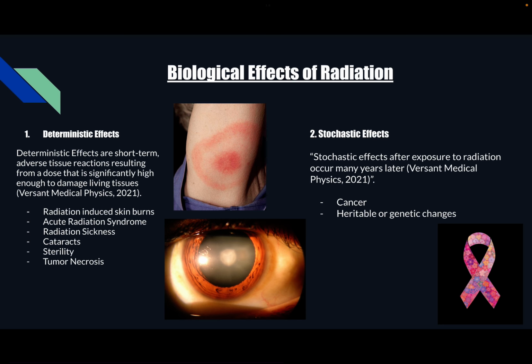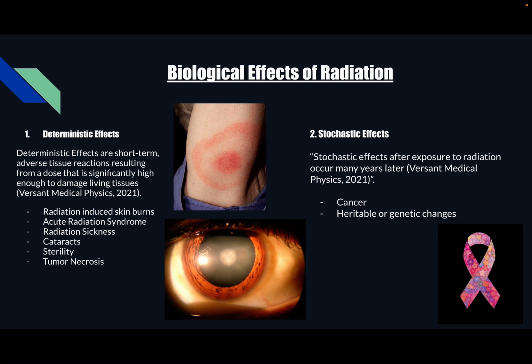And lastly, we are on to the biological effects of radiation. If we did not utilize the ALARA principle and the 3 cardinal rules, we would suffer greatly from the biological effects of radiation. Radiation effects fall into 2 categories: deterministic effects and stochastic effects. Deterministic effects are effects that occur after a certain threshold. Deterministic effects are short-term, adverse tissue reactions resulting from a dose that is significantly high enough to damage living tissues.